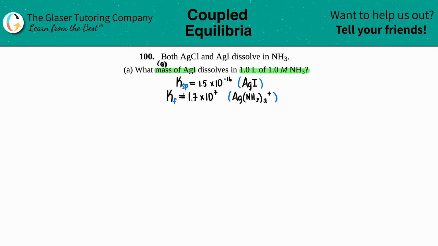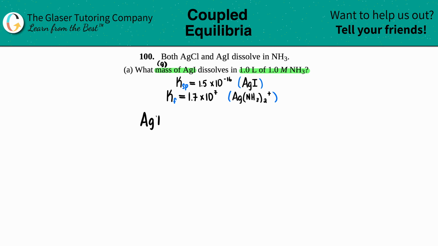So I went in the back of the textbook to find the solubility product, the Ksp, of AgI, and that's 1.5 times 10 to the negative 16th. Now, what is a Ksp without its balanced equation? It's nothing. So that's the first thing we're going to do right away. We just have to write out that balanced equation, right?